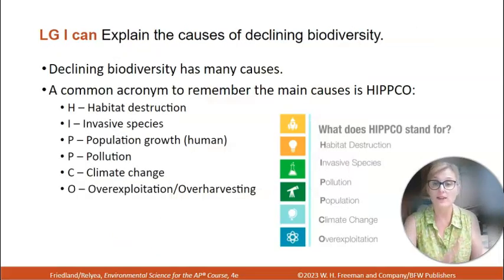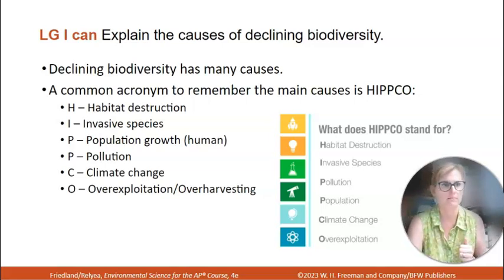Okay, you do need to know this though. HIPPCO, that's an acronym to help you remember the ways that species become endangered or extinct. Habitat destruction, invasive species, human population growth that puts pressure on other species, pollution, climate change, overexploitation, overharvesting. Think of hunting species, gathering too much, that kind of thing.